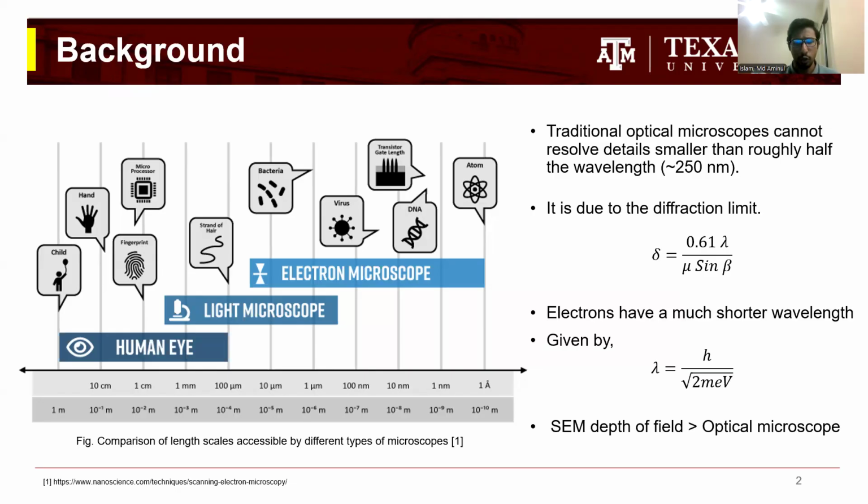Electron microscopes utilize electron beams. Electron beams have a much shorter wavelength, so they have a much higher resolving power. From de Broglie's relationship, we can see that the wavelength of the electron depends on its velocity. So the higher the velocity of the electron, the more resolving power it has. Moreover, the depth of field of a scanning electron microscope is much larger than that of an optical microscope.